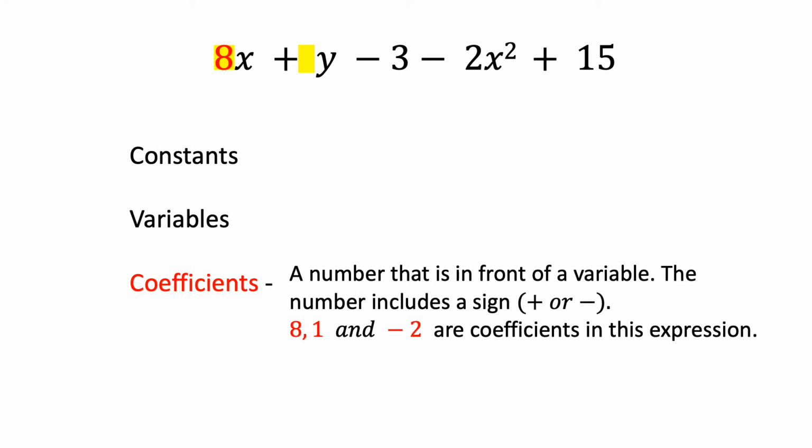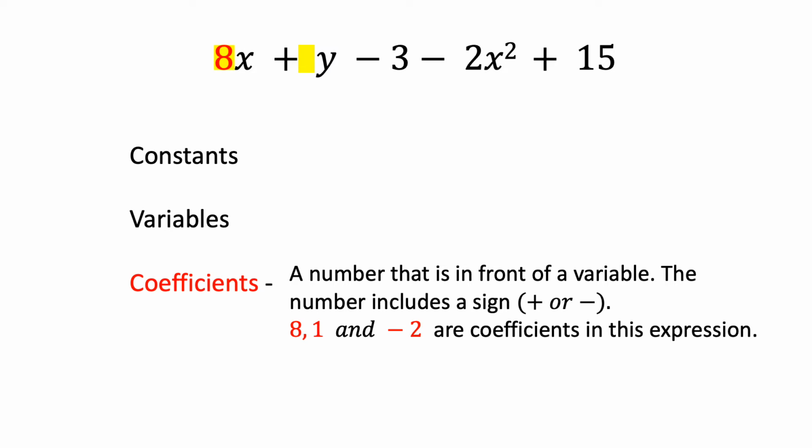Here we have 3 coefficients. A coefficient is a number that is in front of a variable. The number includes the sign. It can be a positive coefficient or a negative coefficient. If you look at our variable x, the number in front of it is 8. So that is the coefficient. 8 is the coefficient. The coefficient in front of x squared is a negative 2. We always include the sign with the coefficient.